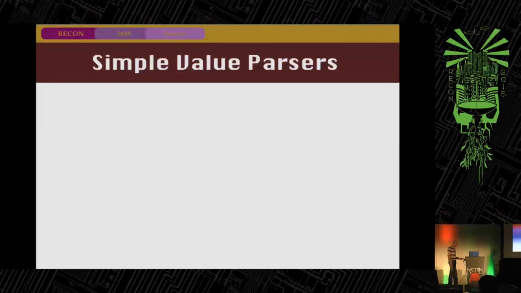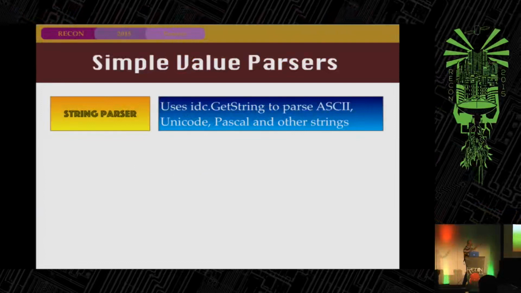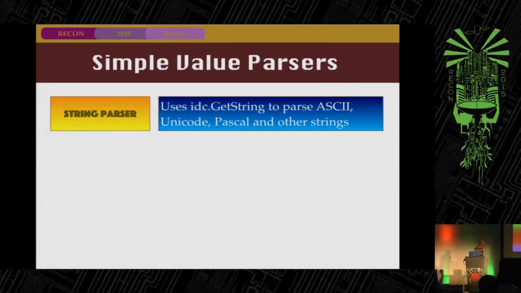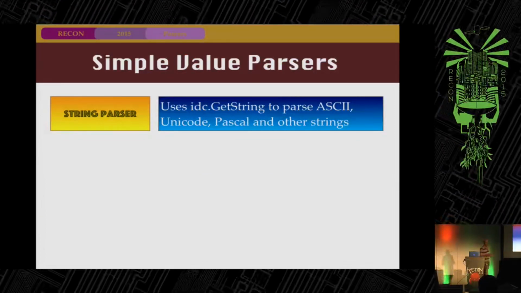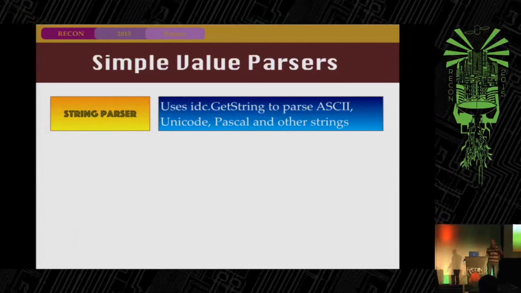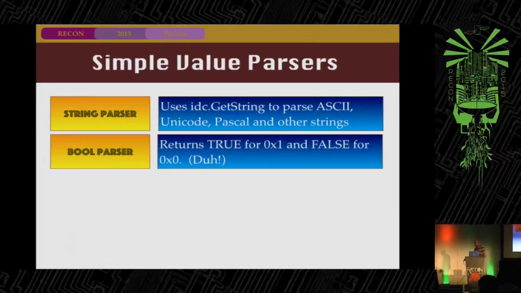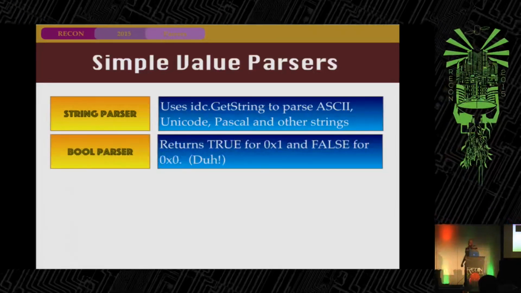So let's start with the simple value parsers, which are the string parser, as you've seen before. In here, we actually use the IDC get string, which helps us to parse ASCII strings, Unicode strings, Pascal strings, and a whole other bunch of strings that I really don't know anything about, but we do parse them. Then the Boolean parser, as you've seen, 1 is true, 0 is false, pretty easy.